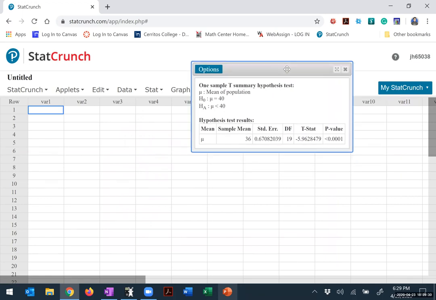And here we go. It says the mean is 36, the standard error is 0.67, and the degrees of freedom was 19. Already knew that. The t-stat was negative 0.596. That's what we got before. And what's the p-value here? The p-value is so low that it says it's less than 0.0001. Essentially, it's 0.